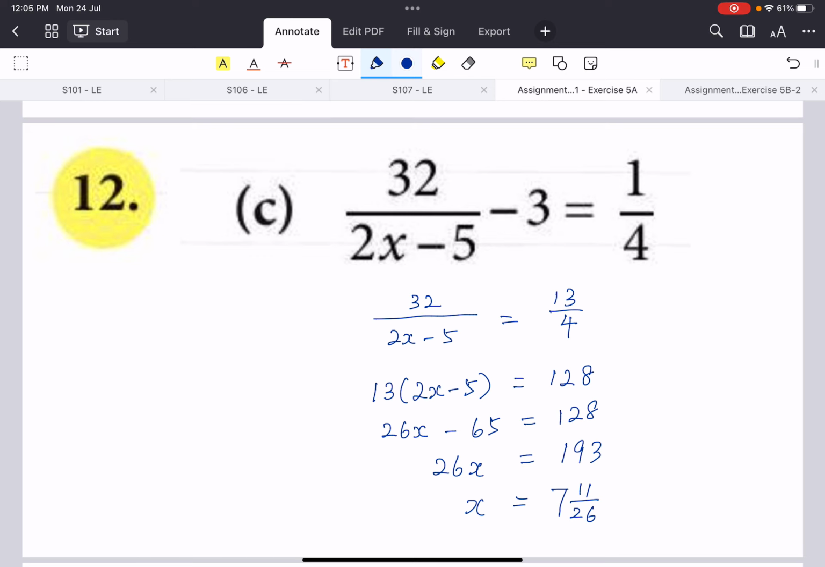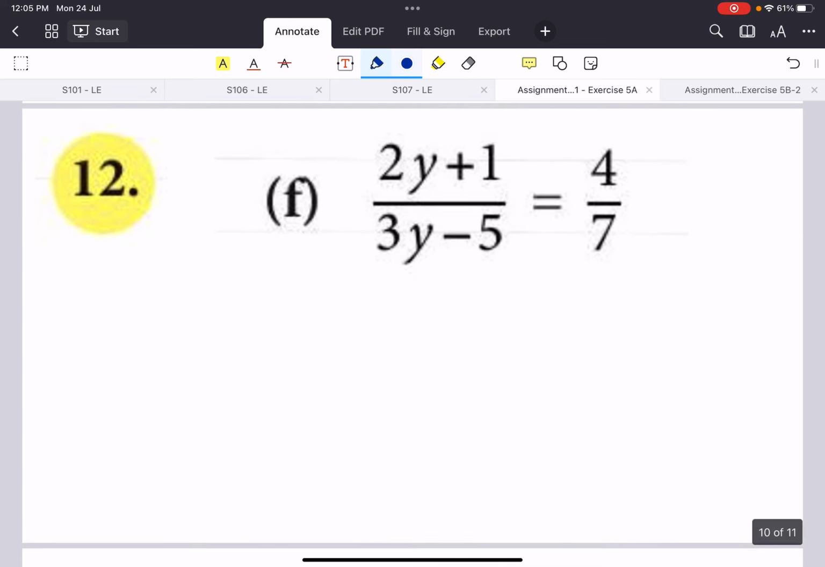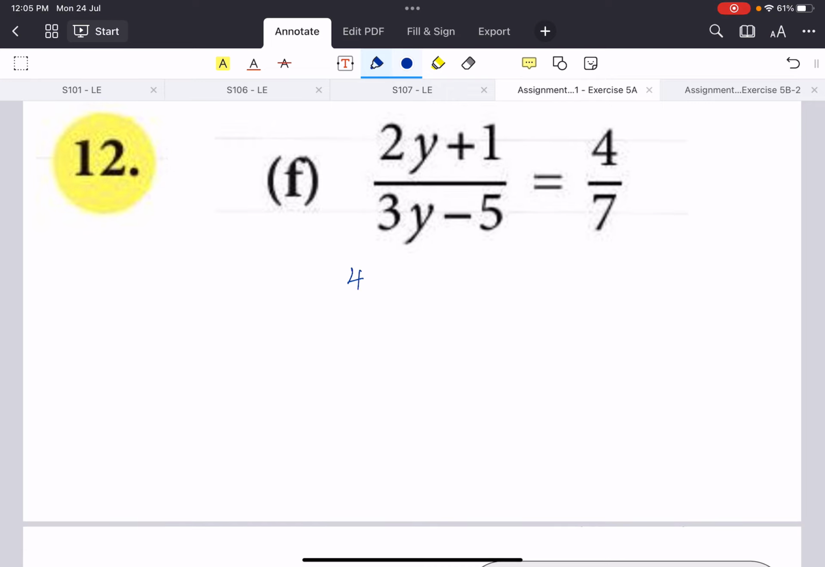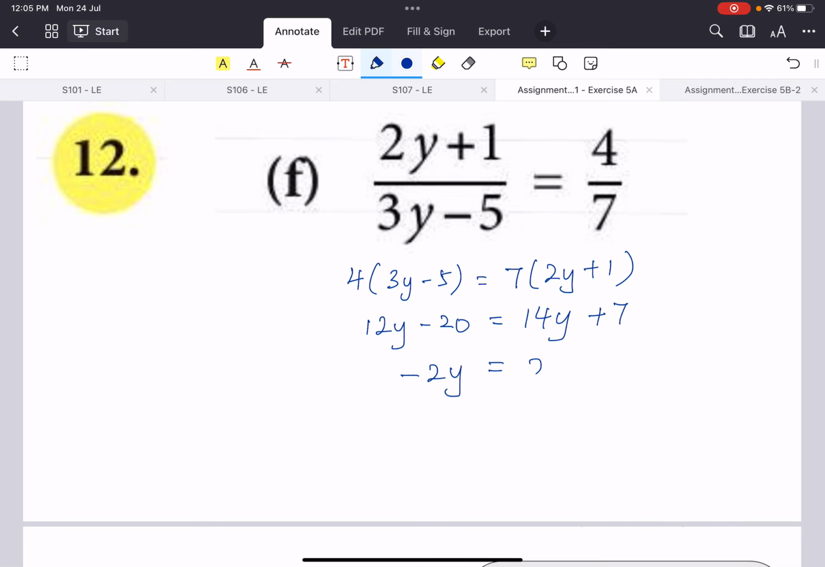Okay. Finally, the last question for this piece of assignment. So same scenario. Let's do a cross multiplication. We can do 4 times 3y minus 5 equals 7 times 2y plus 1. So after this, just expand: 12y minus 20 equals 14y plus 7. Putting them together, we have negative 2y here and 27 on the other side. So divide by negative 2, 27 divided by negative 2 is negative 13.5.